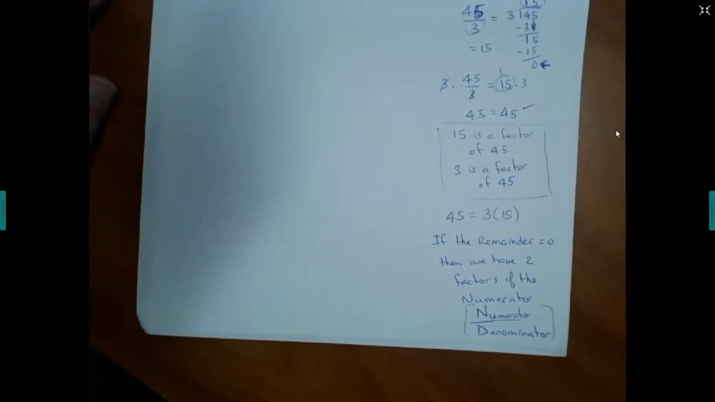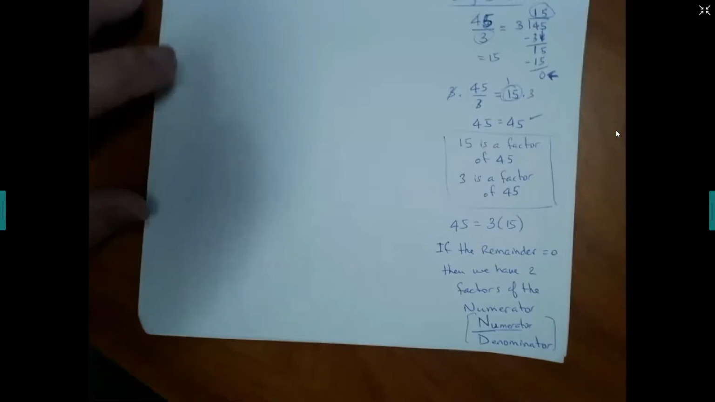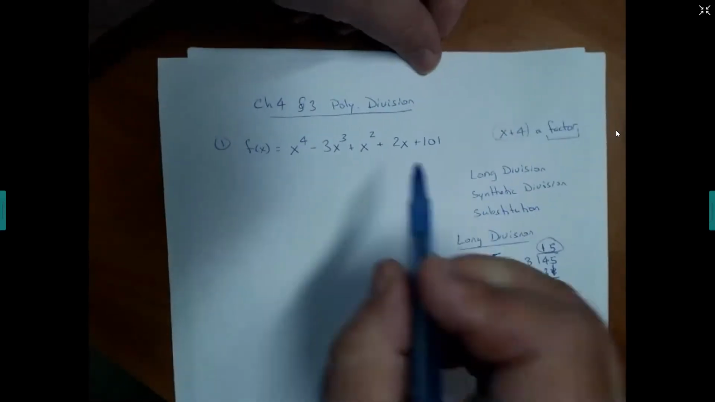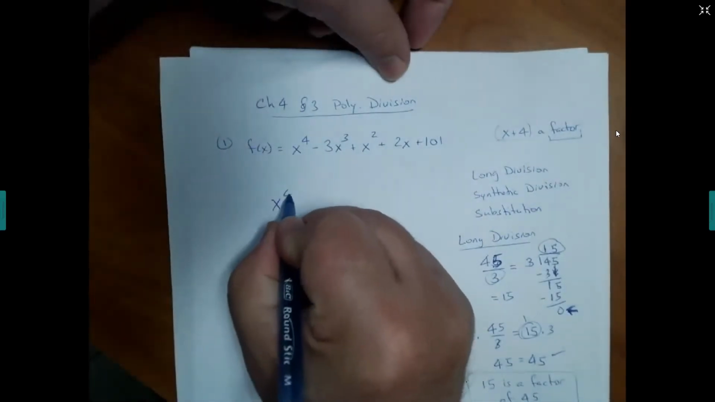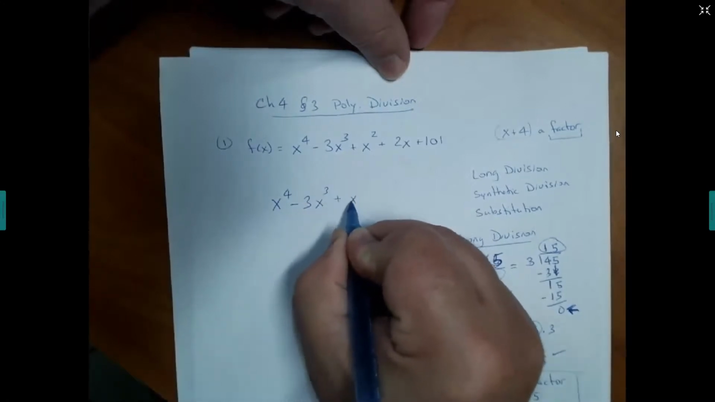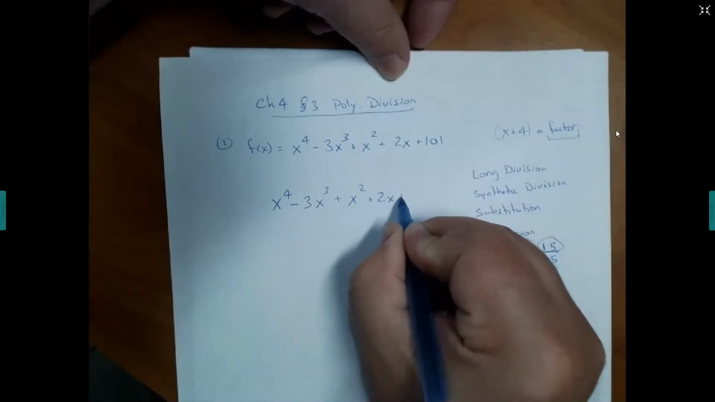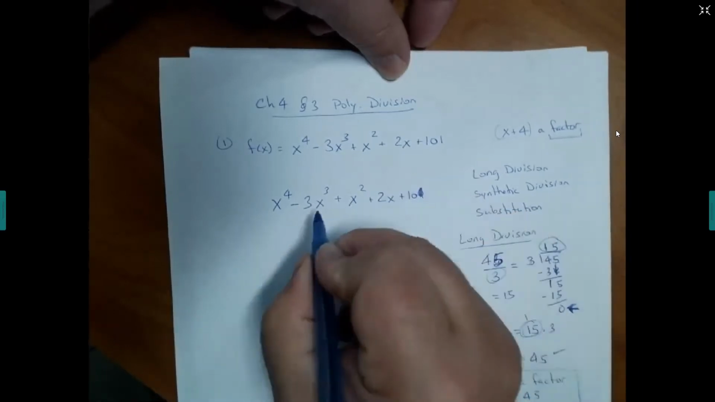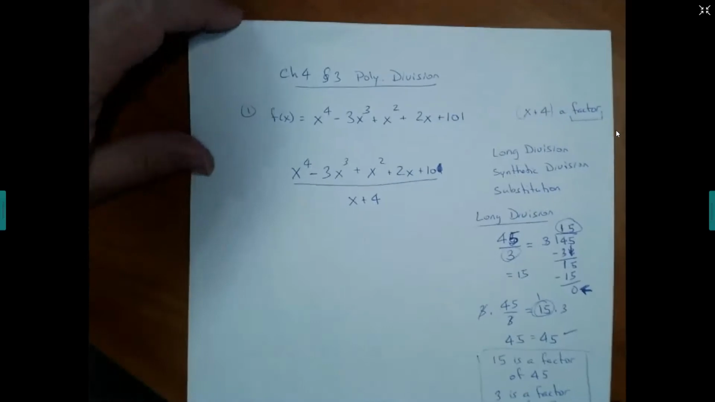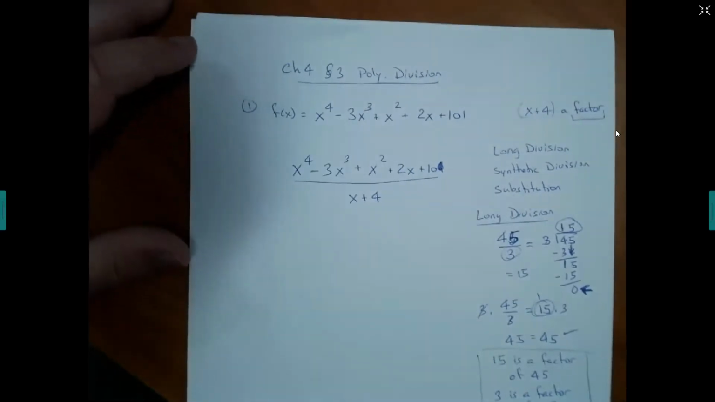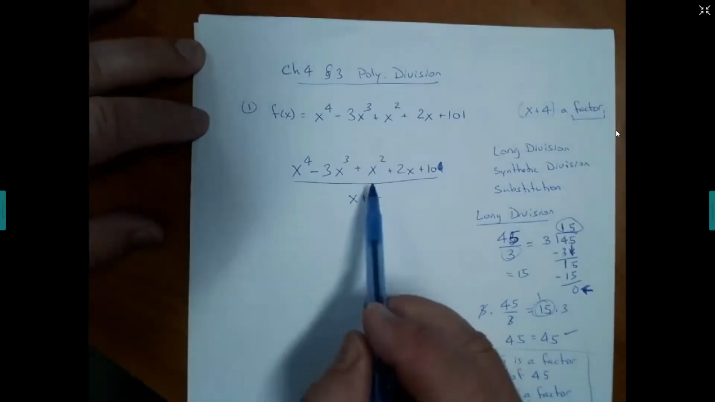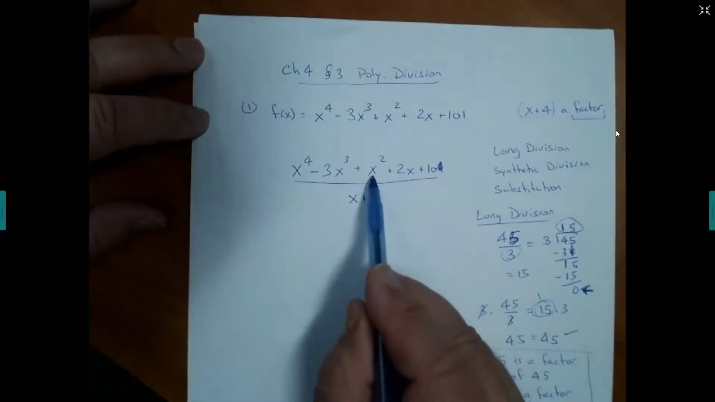Okay, that's from how we did in elementary school. Now we're doing polynomials. The same concept applies. Here's our numerator, basically this is what it's asking. Our equation, 101. If I divide it by x plus 4, will the answer give me a remainder of 0? If it does, then that's another factor of this bigger equation. It also tells us that x plus 4 is a factor of that equation.